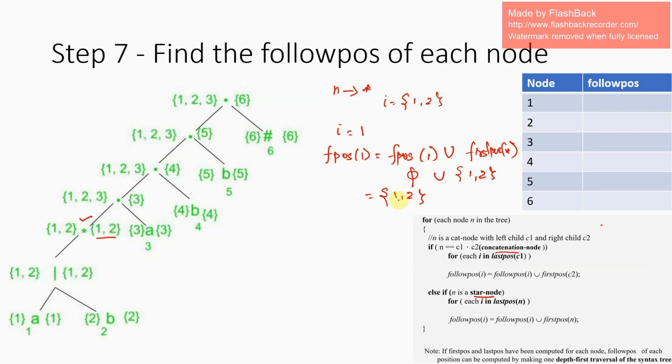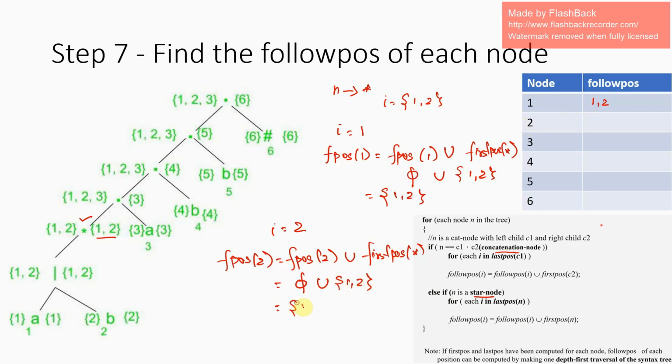So the follow position of 1 is 1, 2. And similarly, I am going to do for i equal to 2. I am going to take what is the follow position of 2. The follow position of 2 is nothing but follow position of 2 union first position of star. And again, you know that for the node 2, I am not having anything yet. So it is empty, which will be union with 1, 2. So the answer will be 1, 2. So the follow position of 2 is also 1, 2.